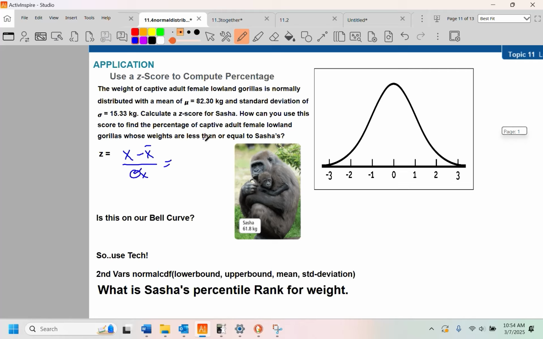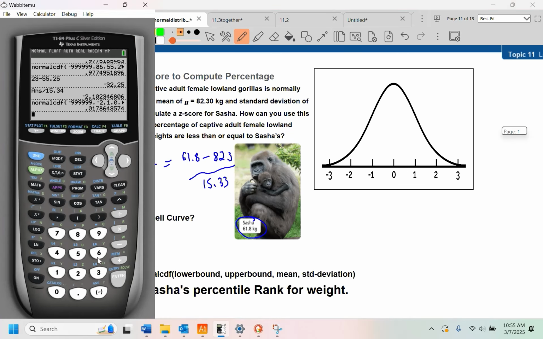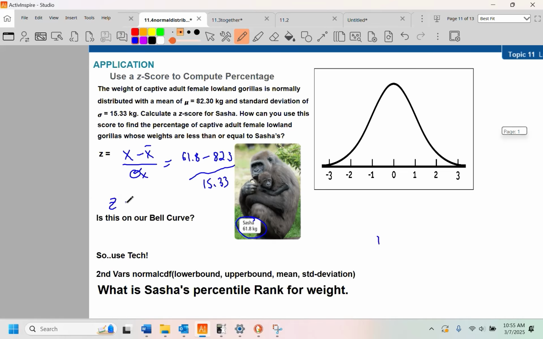So Sasha, right there, that's what I'm looking for, weighs 61.8 kilograms. We're taking away the mean, which they call mu here, 82.3, and we're putting over the standard deviation of 15.33. And we're just going to push some buttons and see what it is. 61.8 minus 82.3, pressing enter, divided by 15.33. Negative 1.34, that's what I'm going to round to. The z-score is about negative 1.34.